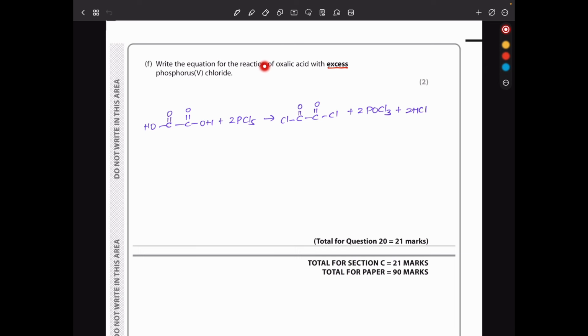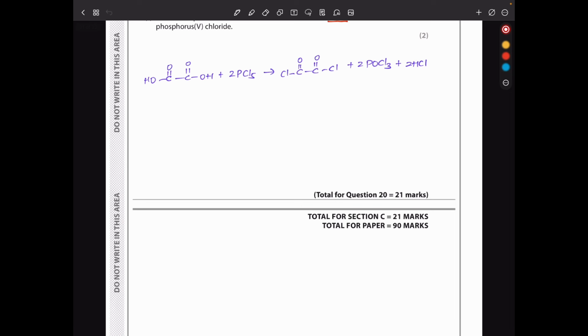Lastly, write the equation for the reaction of oxalic acid with excess phosphorus pentachloride. If it's excess, it means all the OH groups are going to be replaced by Cl. So this is going to be 2 PCl5. One Cl comes in here and the other Cl will come in here. So we will get COCl plus 2POCl3 plus 2HCl. So this brings us to the end of question 20 as well as to the end of the whole paper.